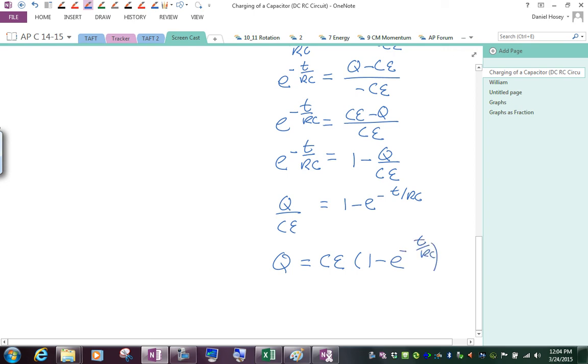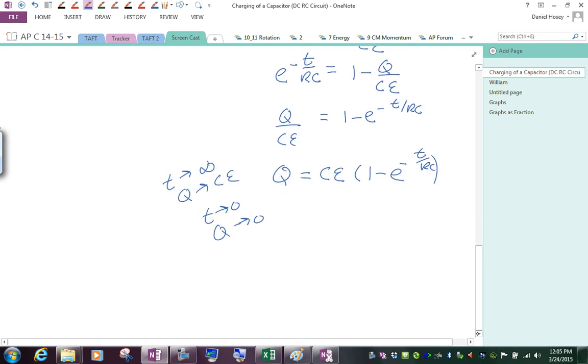Notice as t gets bigger, this is going to get bigger, which makes sense. So as t approaches infinity, q approaches CE. In the beginning, when t was 0, that's like 1 minus 1, q equals 0. That makes sense.